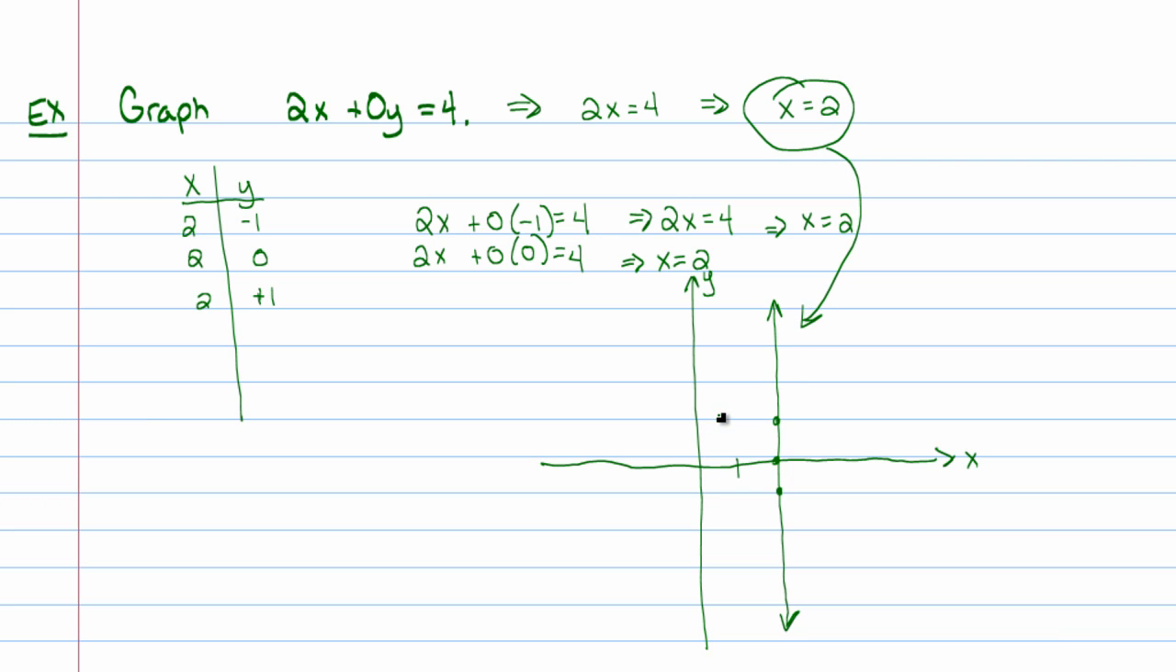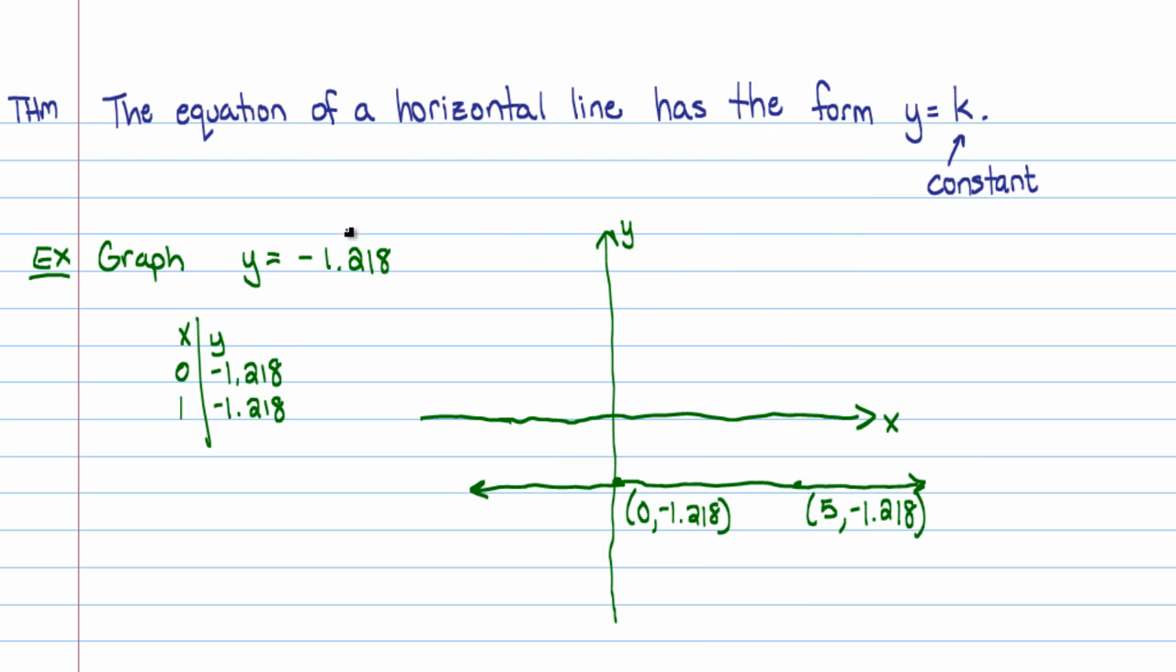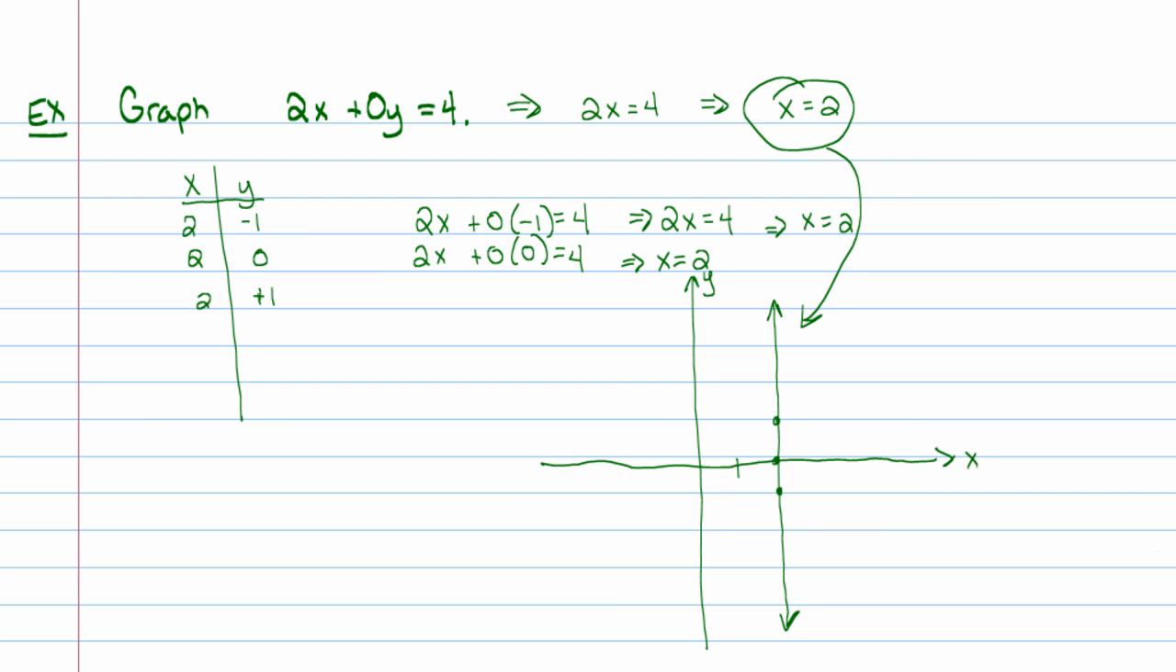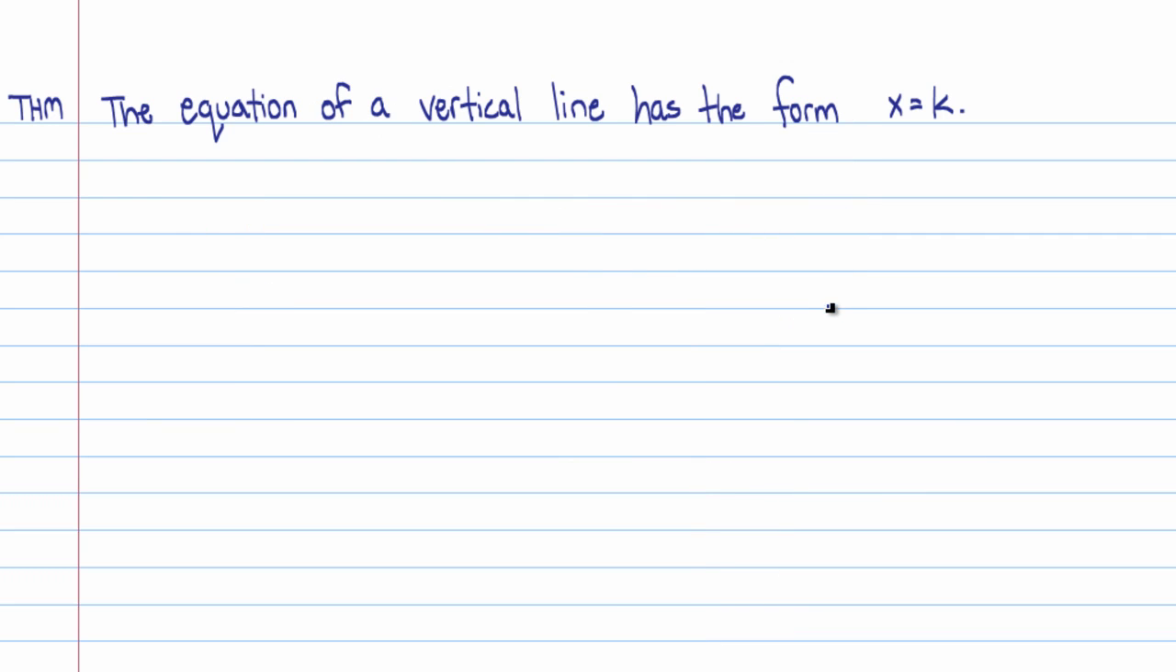And note that previously we had a horizontal line that had the equation y equals, well, in this case right here, -1.218. So if you have y equals a number, it's horizontal. If you have x equals a number, it's vertical. Let's go ahead and write that down in a theorem. The equation of a vertical line has the form x equals a number. I wrote it as x equals k, but remember k is just a constant, or in other words, a number.